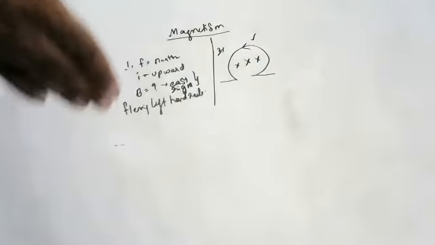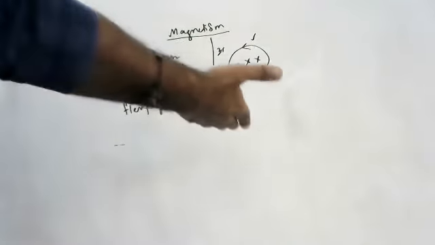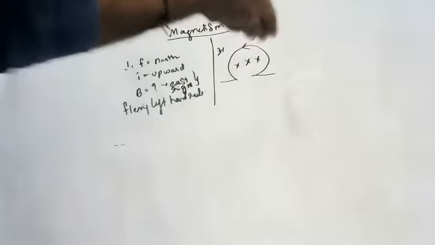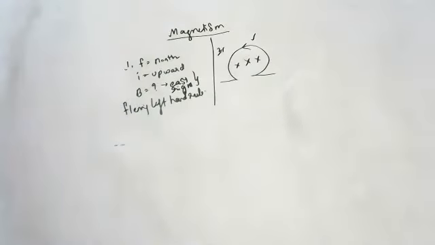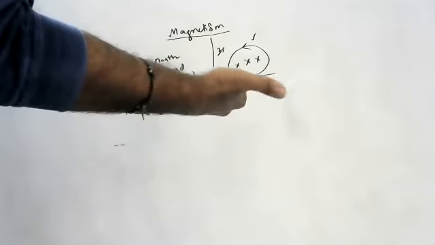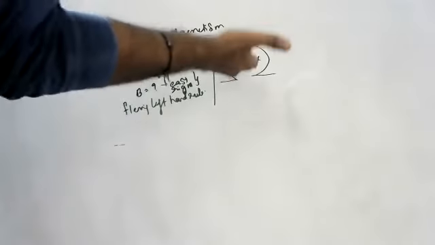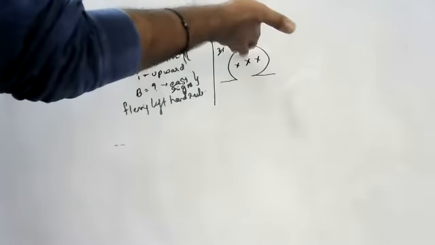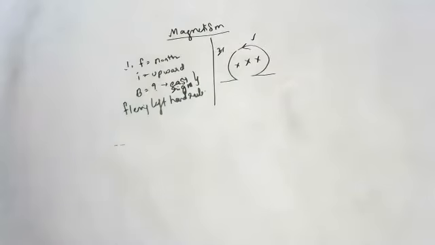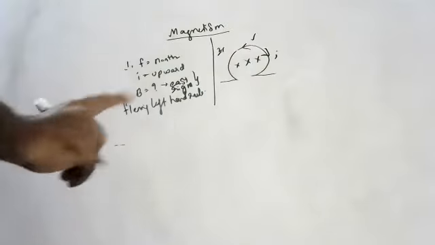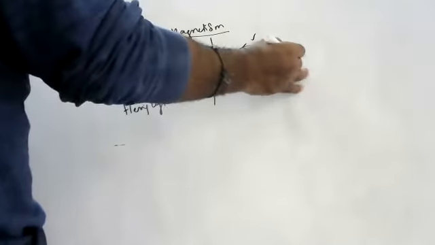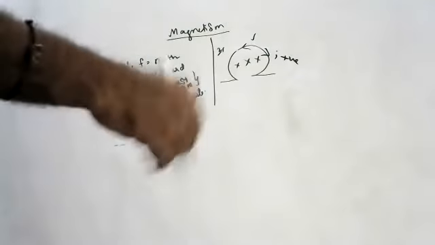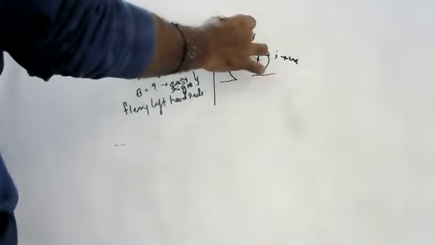So the magnetic field is going inside. When the magnetic field is going inside, see here, my thumb is coming to the right side. Means current is on the right side. Current on the right side means positive charges are moving clockwise. Clockwise, so this is negative charge.